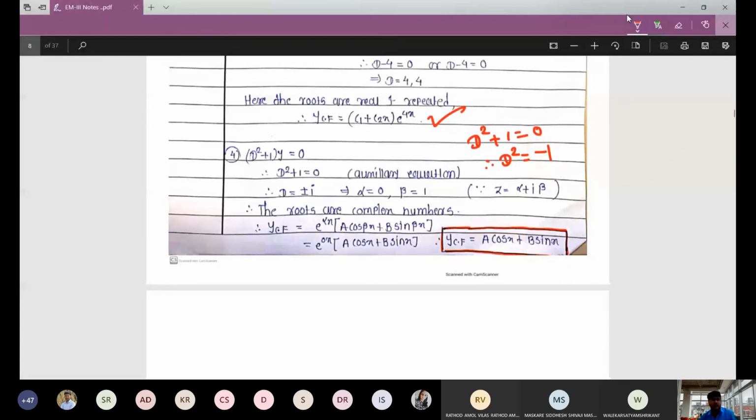Minus i. So the real part is what? Alpha is equal to 0, and beta is what? The imaginary part. So the formula for writing the solution in the case of a complex root is YCF equal to e to the power alpha x in bracket a cos beta x plus b sin beta x. What is the value of alpha? It is 0, and beta is 1. Putting those values, we get YCF equal to a cos x plus b sin x. That's the solution.